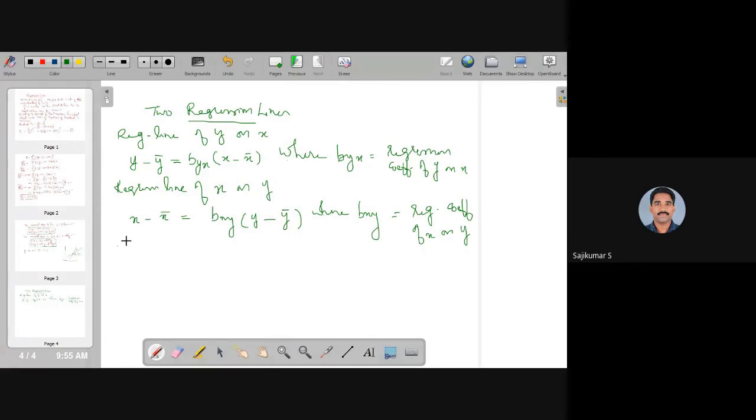And that correlation coefficient is actually defined by Karl Pearson. So that is called Karl Pearson's coefficient of correlation. So we can define Karl Pearson's coefficient of correlation.